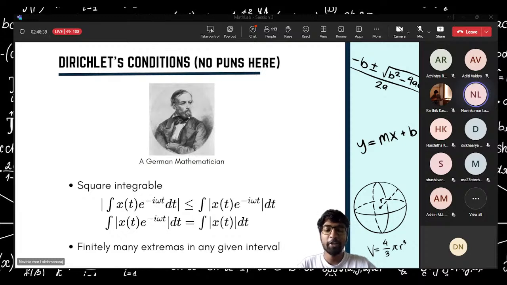And at the same time, what we want is that there shouldn't be infinitely many extremas in a given interval. For example, there's a function known as Dirichlet's function q of x, which is used as a tester for whether a number is a rational number or not. It takes in a real number and hands you out 1 if the number is rational and 0 if the number is irrational.